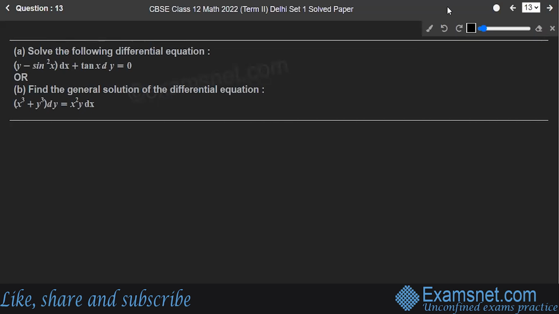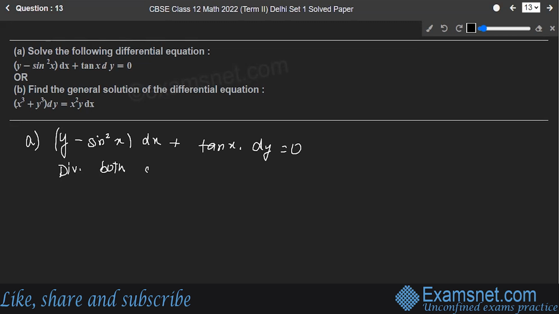Question number 13. Now again, you have a choice in this question. A and B parts are given. I'll start with the A part. Solve the following differential equation. You are given (y minus sine square x) dx plus tangent of x dy is equal to 0. Now let's divide both the sides by tangent x dx. What do you get?